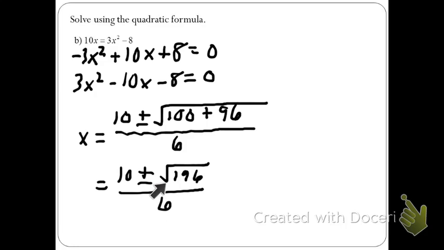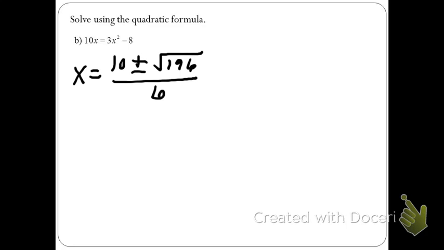And we will be able to simplify the radical in this case because there's a factor of 196 that's a perfect square. And actually, 196 itself is a perfect square. That's 14 squared. So, watch this. I'm going to clear the screen a little bit and just simplify the answer now. Okay, so that's going to become 10 plus or minus 14 over 6.